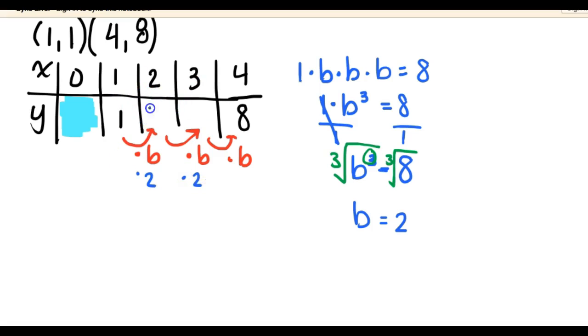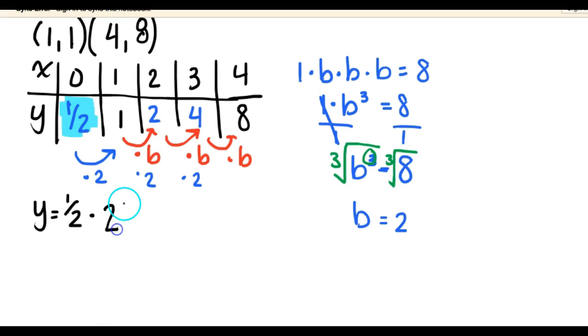Okay, 1 times 2 is 2. 2 times 2 is 4. Now I want to know what times 2 is going to give me 1. So this one's going to be tricky. What do you think? Good. 1/2. Okay, so just be careful. So this one is going to be y equals 1/2 times 2 to the x. Because remember, it's okay if it's fractions. We don't have a problem with that. Okay? So just showing you.